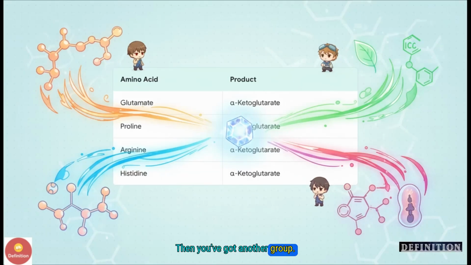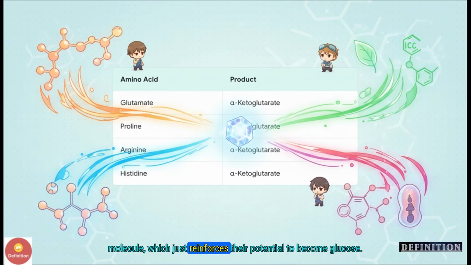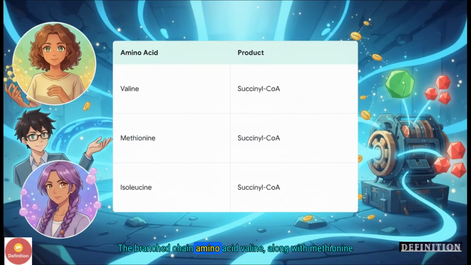Then, you've got another group. They enter that central metabolic highway via a TCA cycle intermediate called alpha-ketoglutarate. Amino acids like glutamate and proline are converted into this molecule, which just reinforces their potential to become glucose. The branched-chain amino acid valine, along with methionine and a few others, takes a different route. They enter the TCA cycle as succinyl-CoA. This is yet another critical entry point that can ultimately lead to the synthesis of glucose.